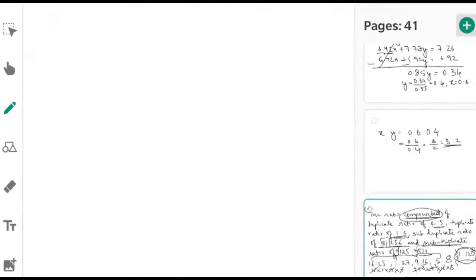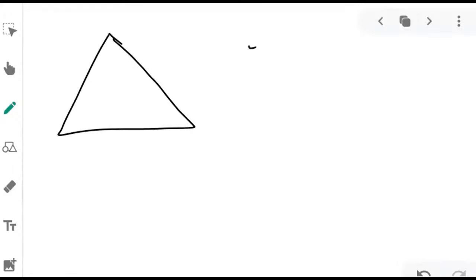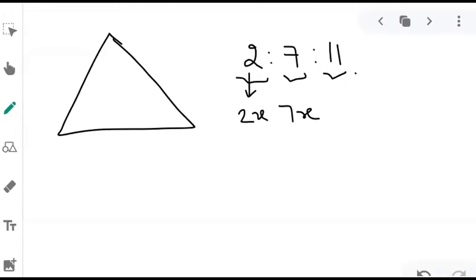What is the next one? 14. So the angles of triangle are in the ratio 2 is to 7 is to 11, and he's asking what the angles are. So when you are finding the actual values of these, what do you do first thing? First thing we take is unknown x. So these actual numbers will be 2x, 7x and 11x. Do we remember this? Yes, ma'am. What is the unique property of angles of a triangle?